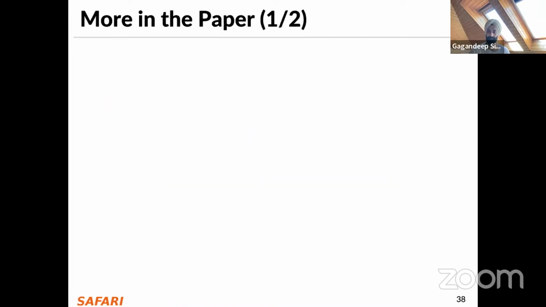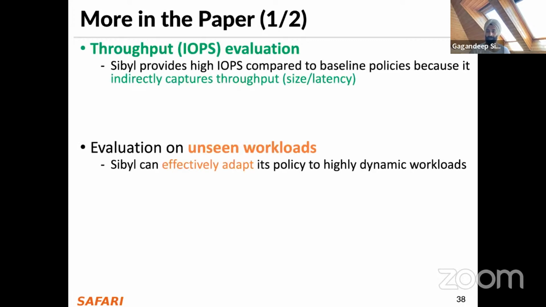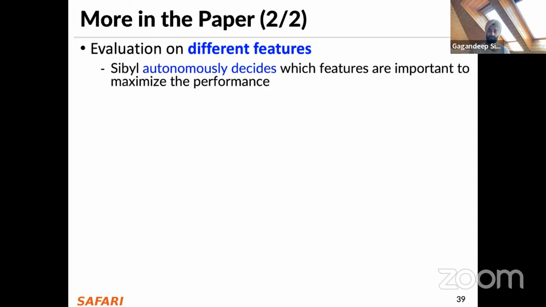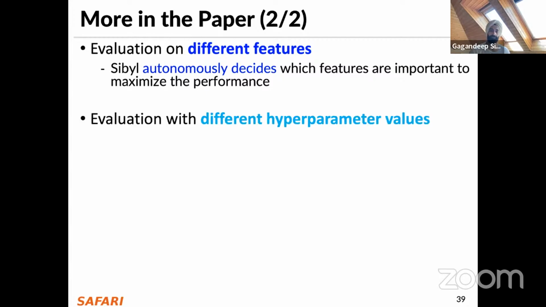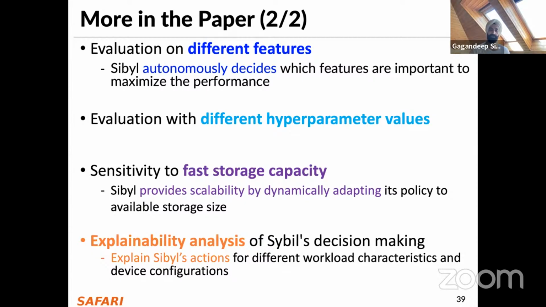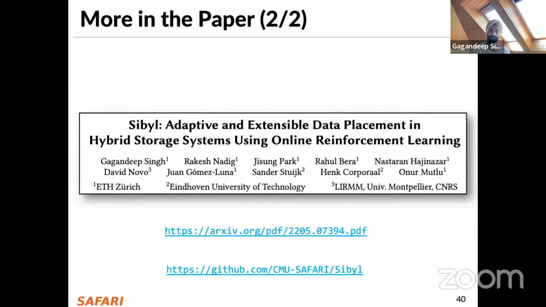We have many more exciting results in the paper, including the throughput comparison, evaluation on unseen workloads, and evaluation on mixed workloads. We also evaluate different features when we try the state vector. We also show the effects of different hyperparameter values and how we tweak the values for Sybil. We also show the sensitivity to fast storage capacity, if we have limited fast storage, or if we increase the storage capacity, how Sybil performs. And we also try to provide explainability and analysis for Sybil's decision making, that is, why Sybil is doing what it's doing. So I would really recommend you go further and read our paper to know more about these results.